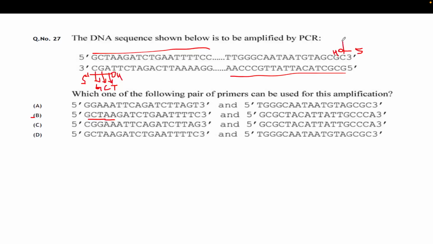So here the sequence will come G, then C, G, C, GC, GC, T. So where is GC, GC, T? Here GC, GC, T. But here it starts from the T. So C is not complementary with the T, so this will be the wrong option. So option B will be the correct one, because here both 3' ends are complementary with these two primers.